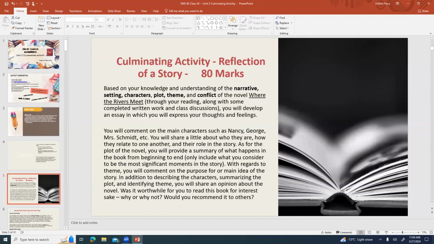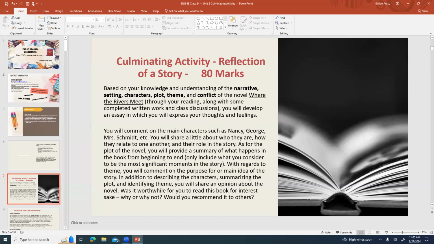All right, so this is the culminating activity. It's a reflection on a story. It's worth 80 marks. Based on your knowledge and understanding of the narrative, setting, characters, plot, theme, and conflict of the novel Where the Rivers Meet, which you will have learned through your reading and the completed written work and the class discussions, you're going to develop an essay in which you'll express your thoughts and feelings.